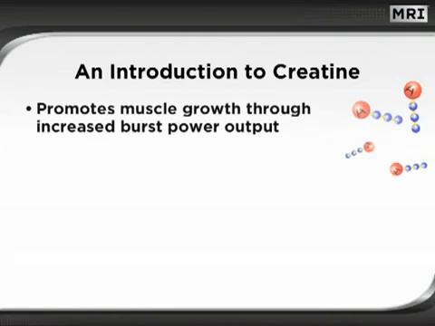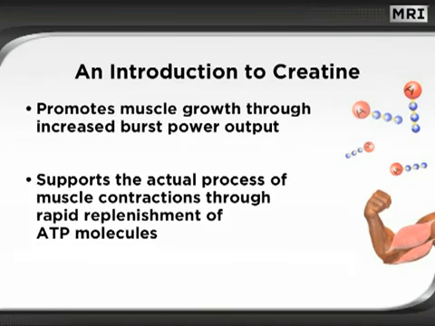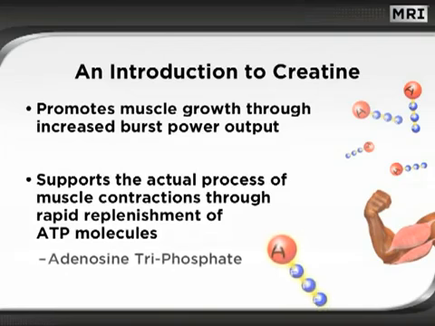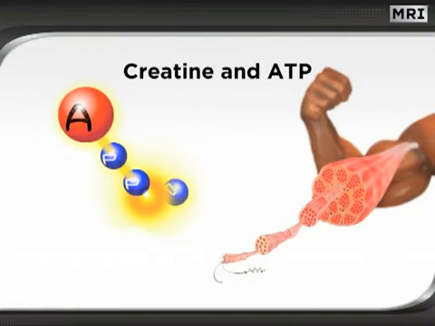Its job is to help generate short burst energy for muscle contractions. It supports the actual process of muscle contractions through the rapid replenishment of ATP molecules. ATP stands for adenosine triphosphate, a high-energy molecule required to drive muscle activity. ATP is comprised of a special molecule called adenosine bound to three phosphate molecules by high-energy bonds.